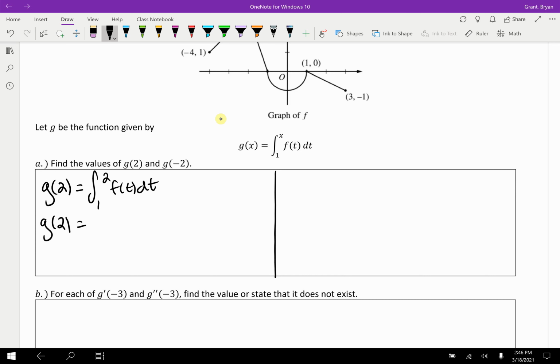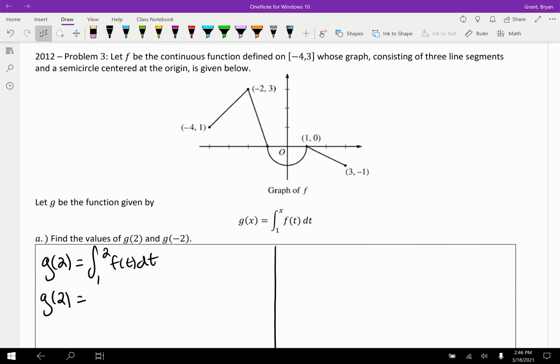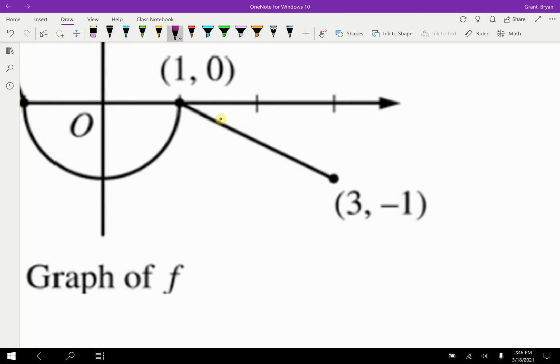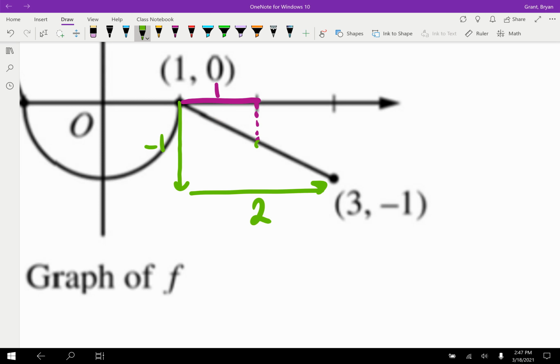Well, we're not going to do the antiderivative. We don't have an equation, so this must measure the area from 1 to 2. Zooming in over here, my area from 1 to 2 is this little triangle. The base is certainly 1, but what about the height? Well, you can notice that our slope here goes down 1, and then over 2. So, doesn't that mean that this point is halfway down there? Right? If this is -1 and this is 0, I think that point has to go down halfway.